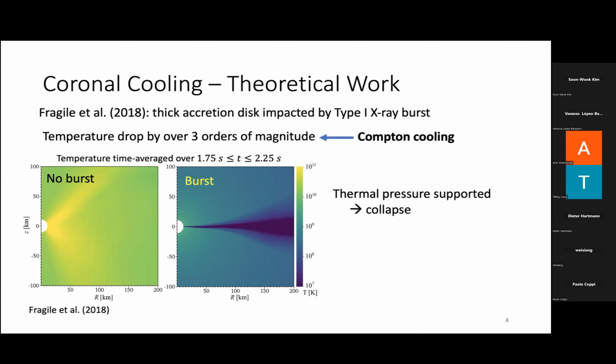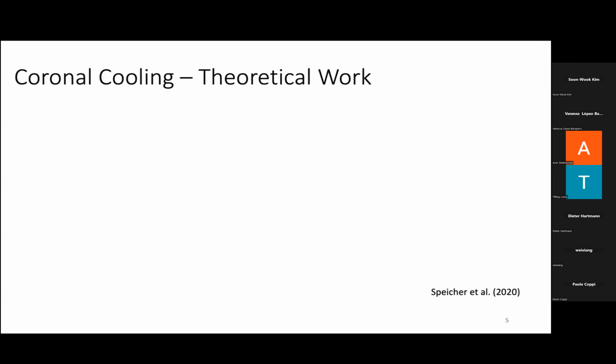Because the simulated corona was supported by thermal pressure, the loss of temperature caused it to collapse. While this simulation outputs how the coronal properties change during the burst, it does not output what the observational consequences of this coronal cooling will be. And this is something that we investigated in 2020.